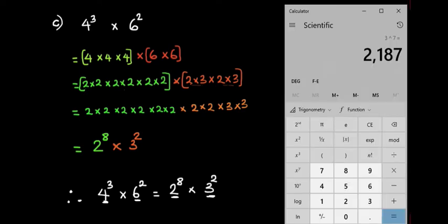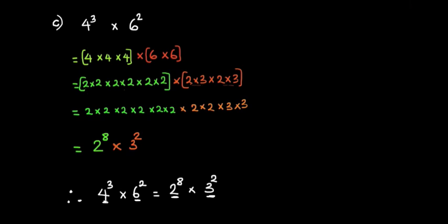Let's check if the answer is valid. Let's get 4 cubed times 6 squared. We get 2,304. And let's see 2 to the power of 8 times 3 squared. You see that still we get 2,304. So this means that our answer is correct.